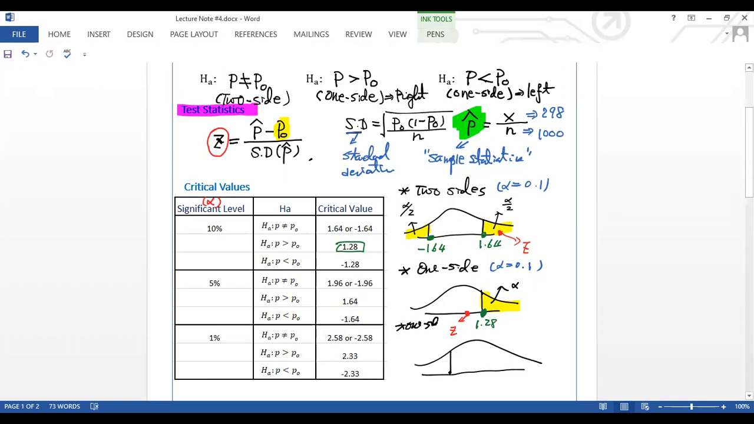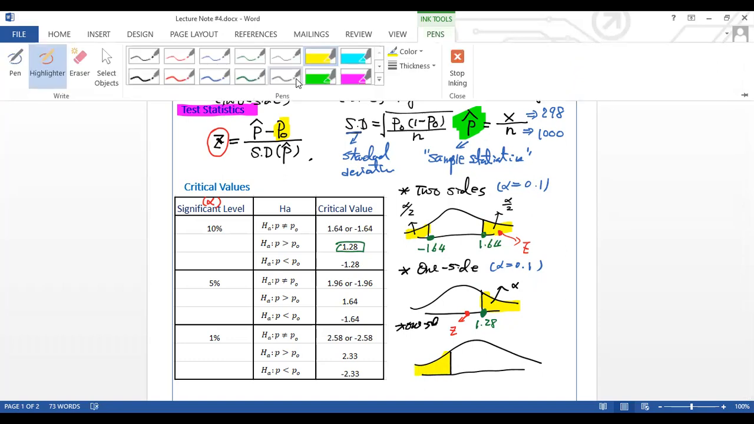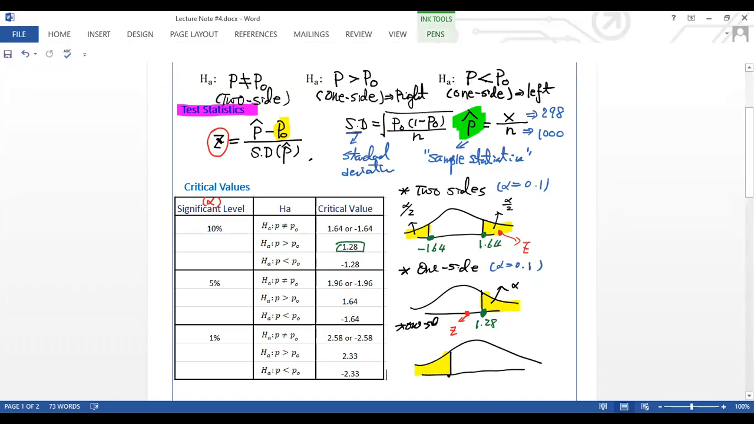Okay, so if it's the left-hand side, that means it's less than, so your reject region will be here. Am I right? So your critical value is here. Now you look at the table, and you say, okay, this is negative 1.28.